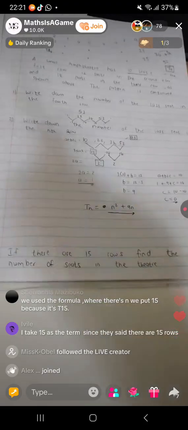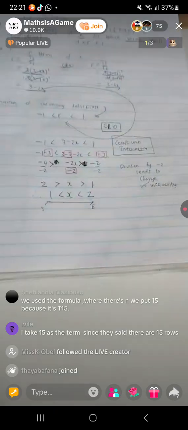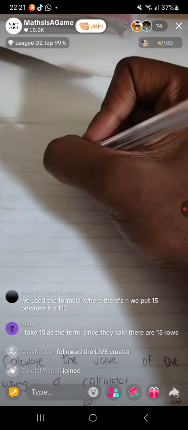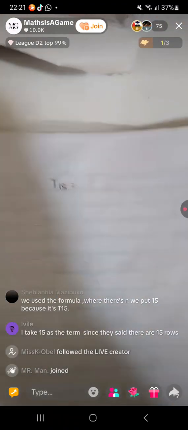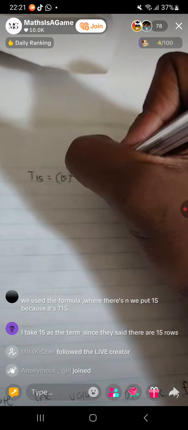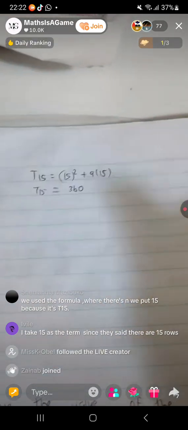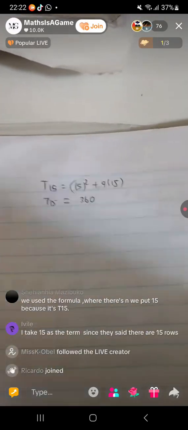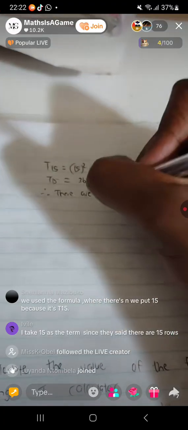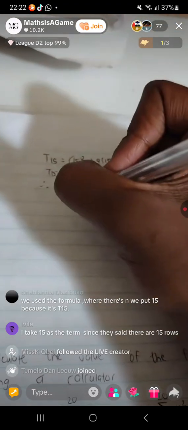By finding the number of that last seat, we are able to conclude how many seats there are in the theater. Okay, so you guys are 100% correct. I agree with you wholeheartedly. So T15 is equal to 360, which means that is the 360th seat. Therefore, we can conclude that there are 360 seats in the amphitheater.